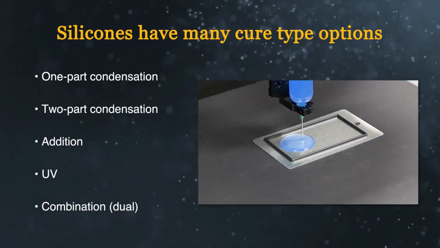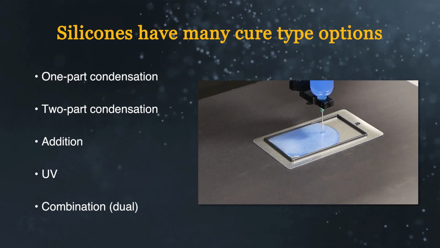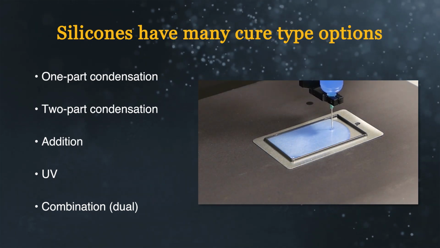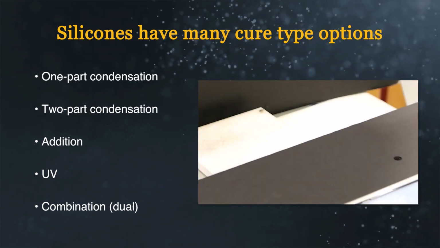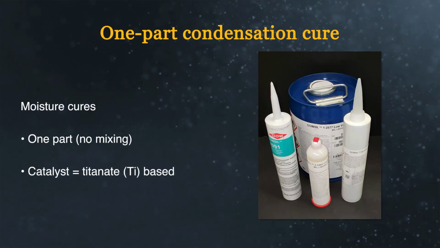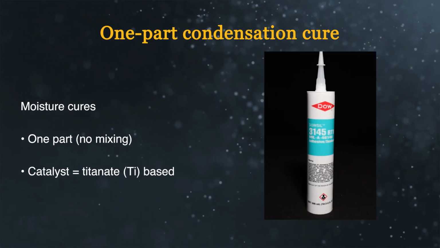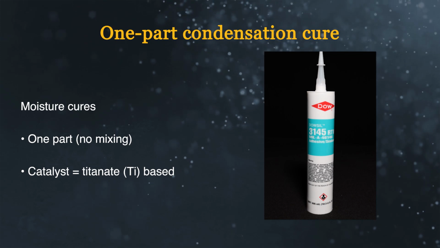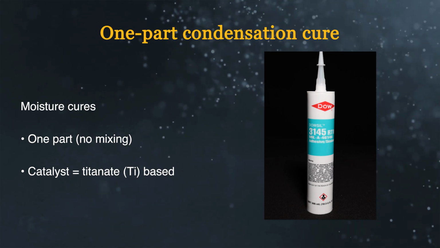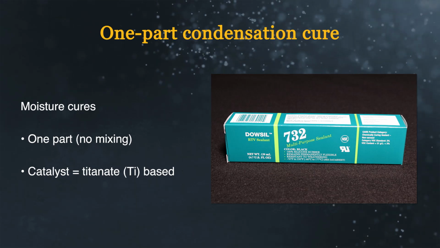Silicones cure in several ways, each with their own advantages and limitations. We will walk through these main cure types of Dowsil products used in the electronics industry. We will start with one-part condensation, commonly called moisture cures, and sometimes called RTV, which stands for room temperature vulcanization. Vulcanization means curing a liquid into a solid.